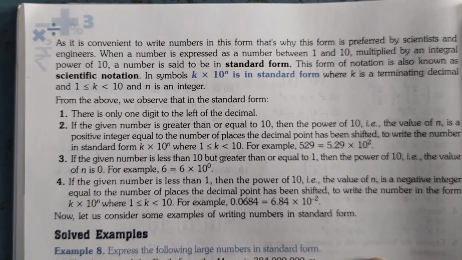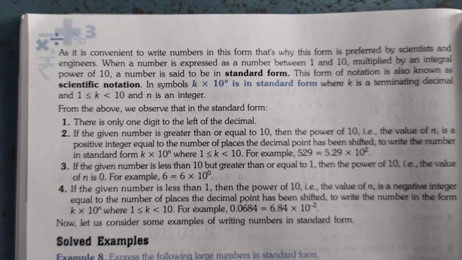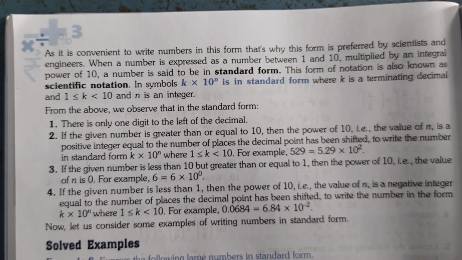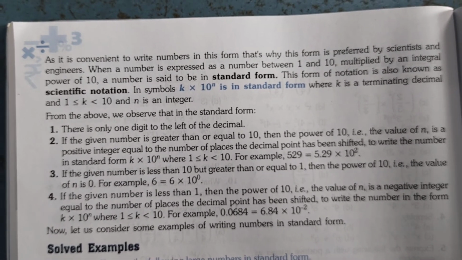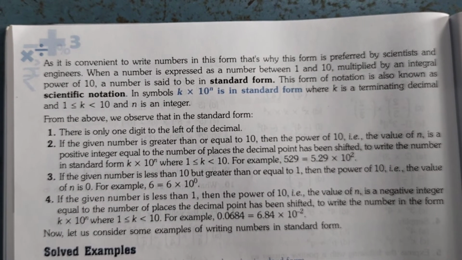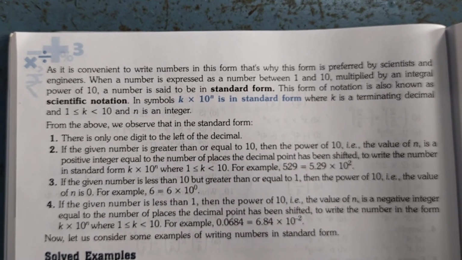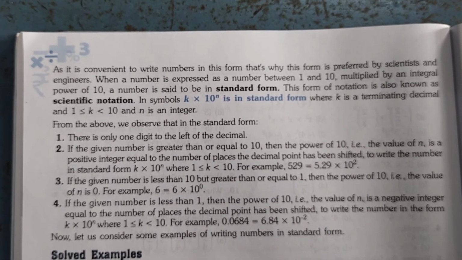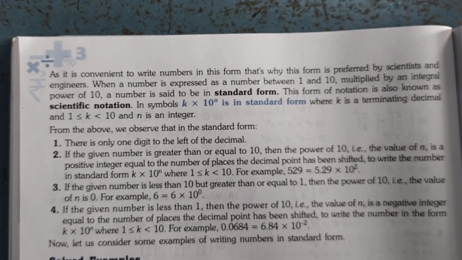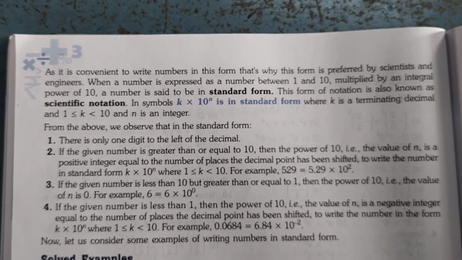If the given number is less than 1, then the power of 10, the value of n, is negative and is equal to the number of places the decimal point has been shifted, giving the number in the form k into 10 to the power n. For example, 0.0684: the decimal point moves towards the right, so the power will become negative. Like this we will be expressing standard form. Let us see some of the questions.